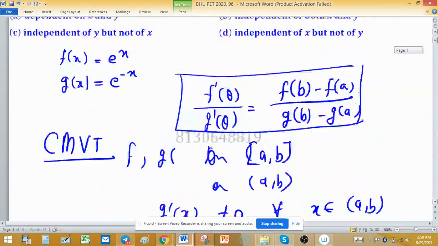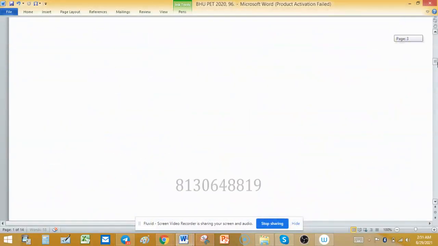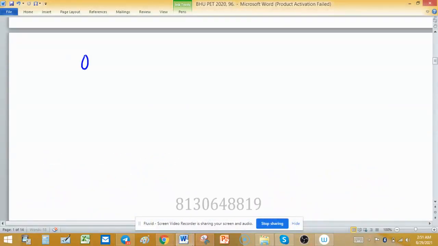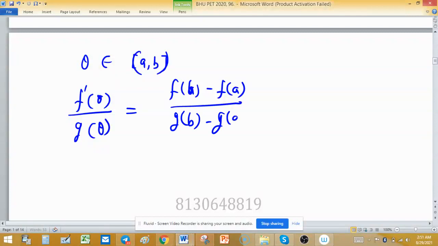But we only have to know about Cauchy mean value theorem, which is very applicable to solve this problem directly. So suppose functions f and g are continuous over closed interval ab, and theta belongs to open interval ab. Then I can write f dash theta upon g dash theta equal to fb minus fa divided by gb minus ga.